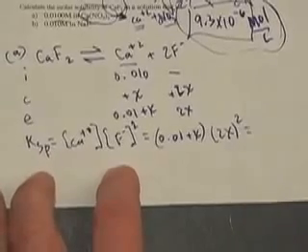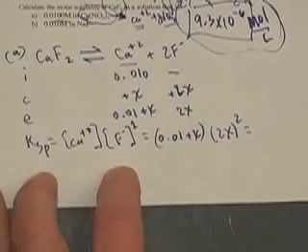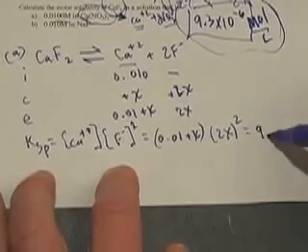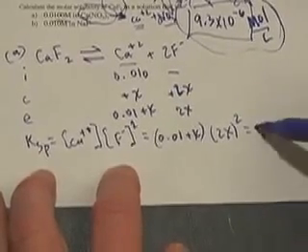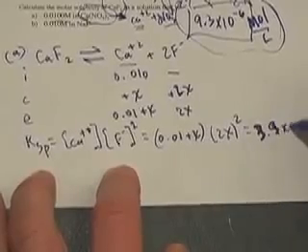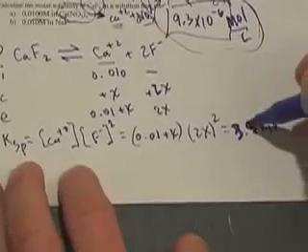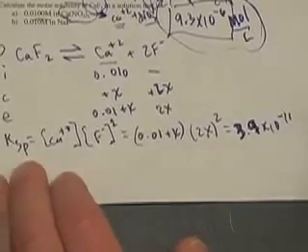And then this is equal to my Ksp for calcium fluoride, which if I look back to problems I can find out is 3.9 times 10 to the negative 11th.